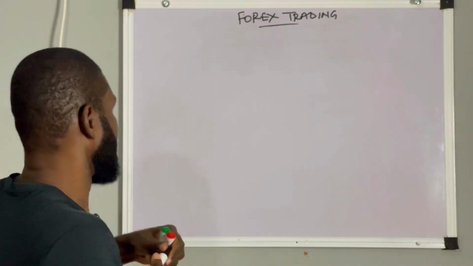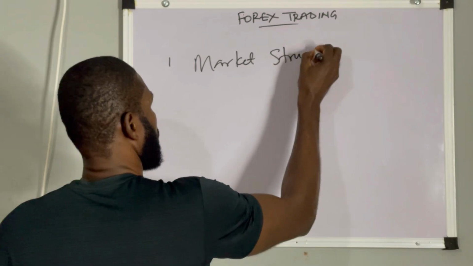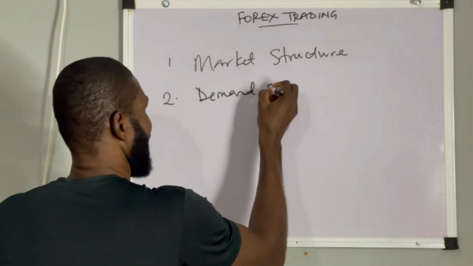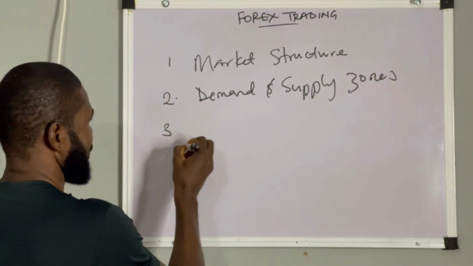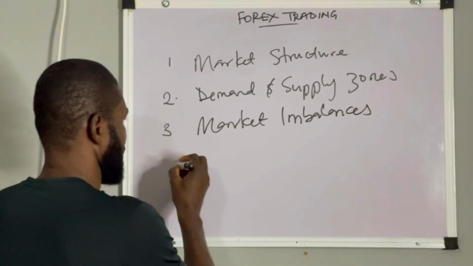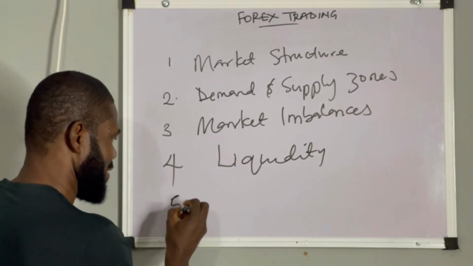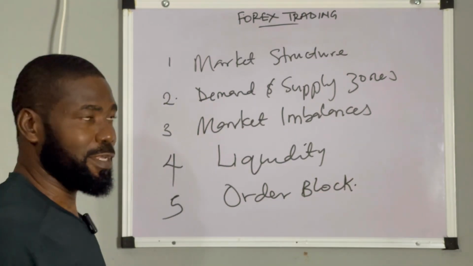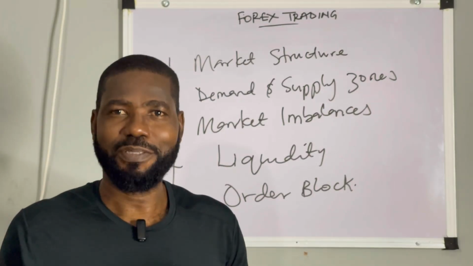1. Market structure. 2. Demand and supply zones. 3. Market imbalances. 4. Liquidity. And 5. Order block. If you can know these areas, then you will start trading as a professional forex trader.